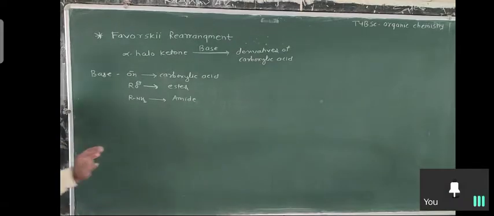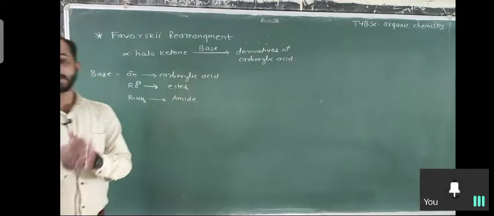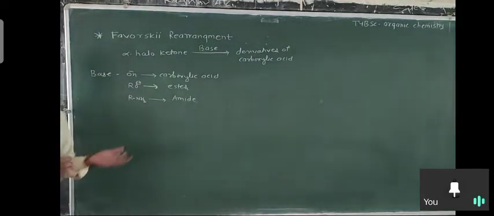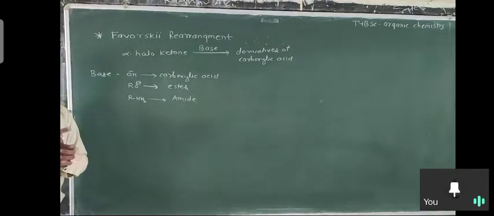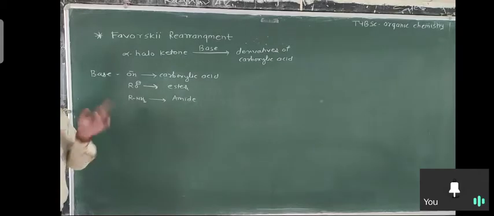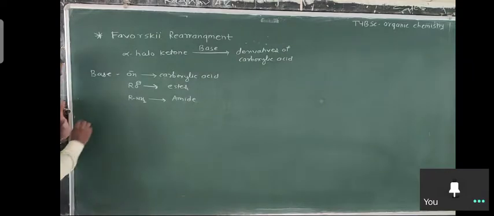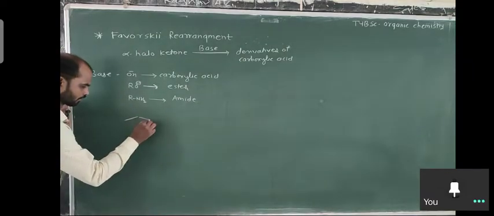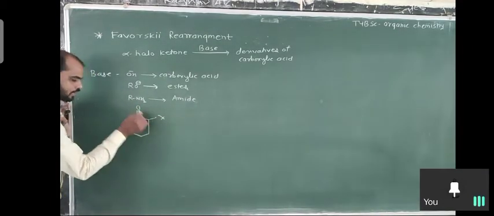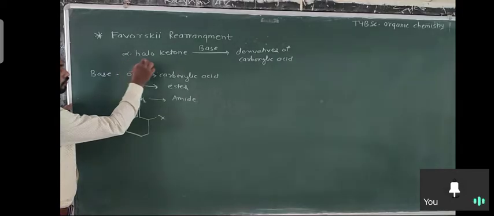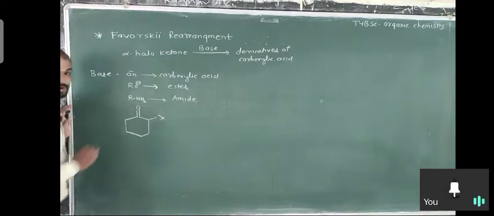So what is the general reaction? The overall reaction undergoes ring contraction. If cyclic haloketones are used, they undergo ring contraction, meaning they decrease the number of members of the ring, or decrease the size of the ring. This is a ring contraction. So what is the overall reaction? Suppose we take a cyclic ketone, an alpha haloketone, where this alpha position has the halogen.